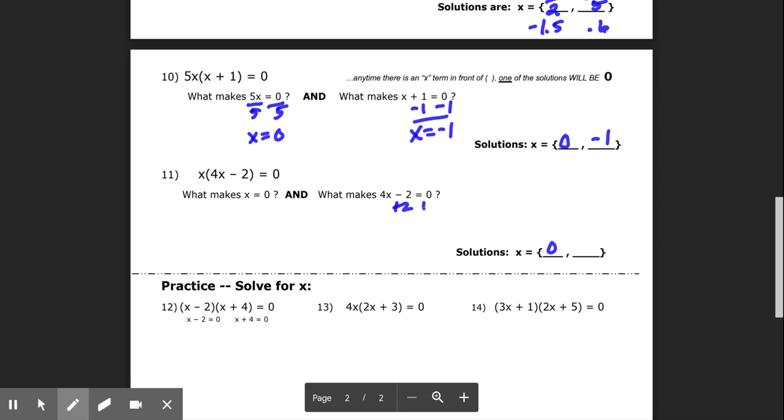So this is going to be a two-step equation. We add 2 to both sides. We have 4x equals 2, divided by 4. And 2 divided by 4 is 1/2 or 0.5.